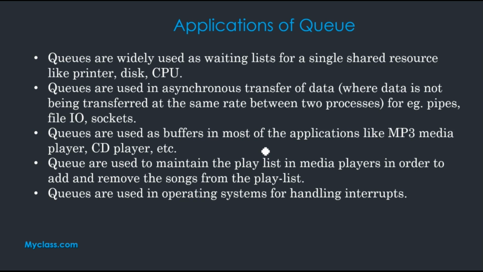Queues are used as buffers in most applications like MP3 media players, CD players, etc. Queues are used to maintain the playlist in media players, in order to add or remove songs from the playlist. For this also we are using a queue. Queues are used in operating systems for handling interrupts. So lots of interrupt handling mechanisms are there. Mainly a queue is used as the main data structure for handling interrupts in operating system management.